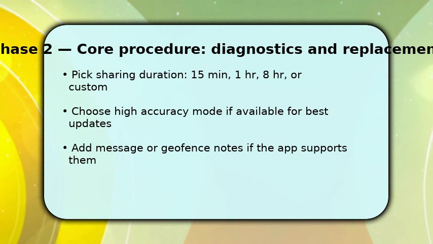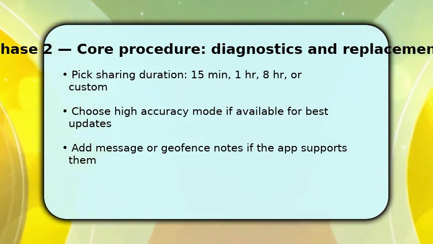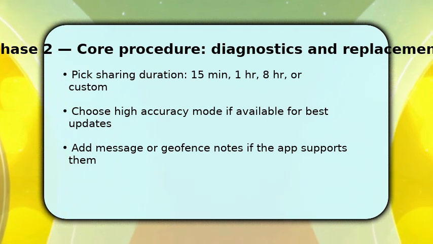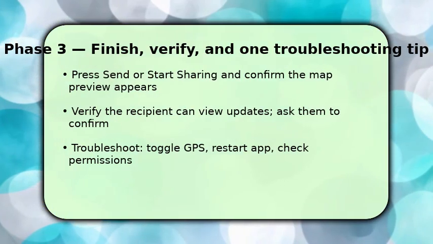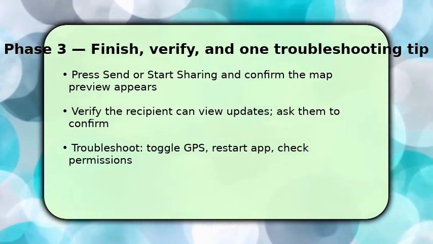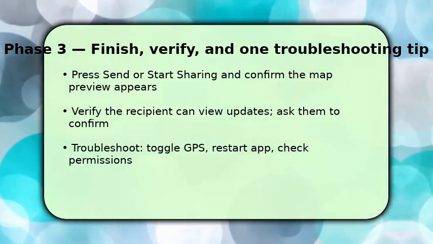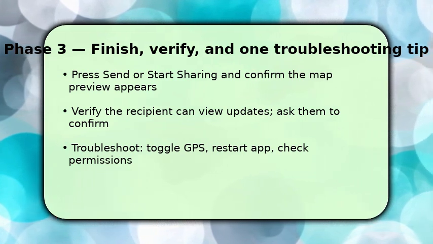Make sure background location permission is allowed if you need continuous updates when the screen is off. Otherwise, sharing may stop. Press send or start sharing and check the map preview to confirm live updates are appearing. Ask the recipient to verify they can see your moving dot. If they cannot, confirm they have an updated app and network access.